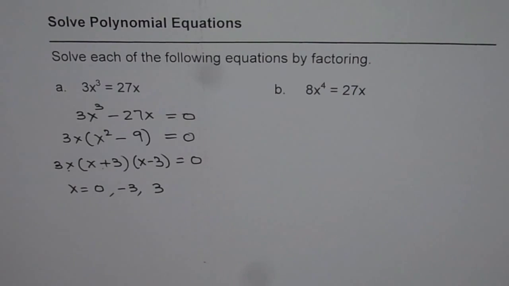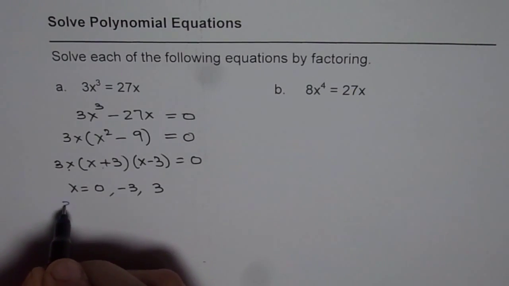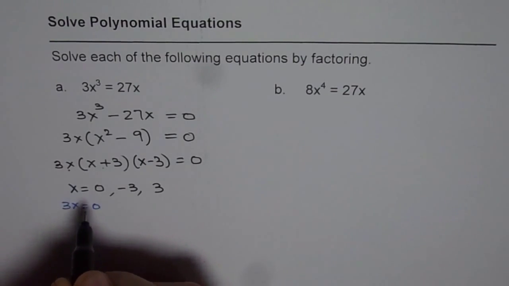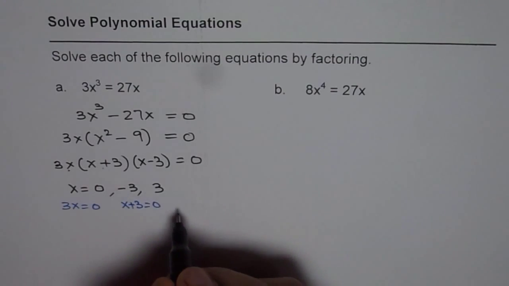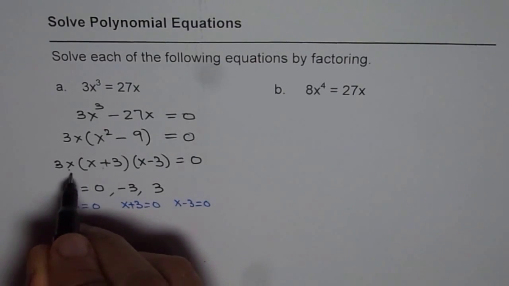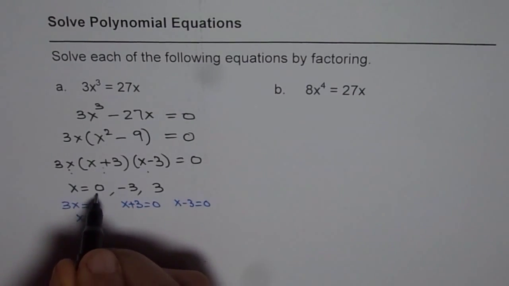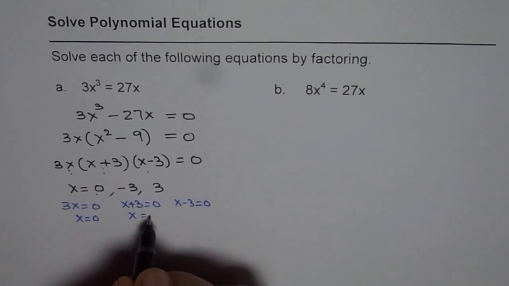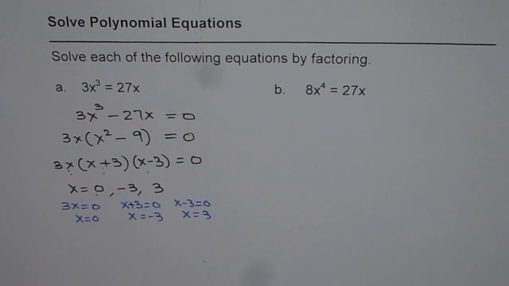So in this equation, we got these solutions by equating each factor to 0. So let me show you. 3x equals 0, and then we equated x plus 3 to 0, and then x minus 3 to 0. Solving these three factors, we got the solution: x equals 0, the first solution, x equals minus 3, the second one, and x equals plus 3 for the third one. So that is how you should do it, right?